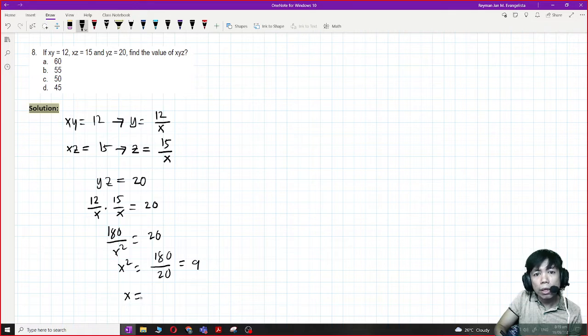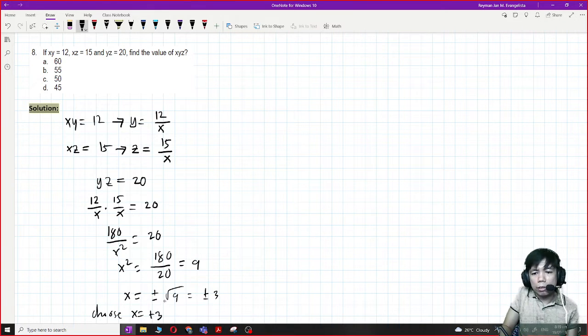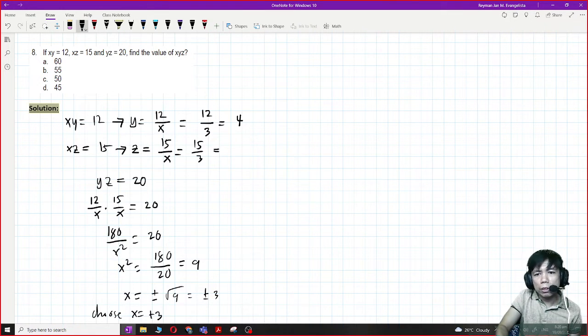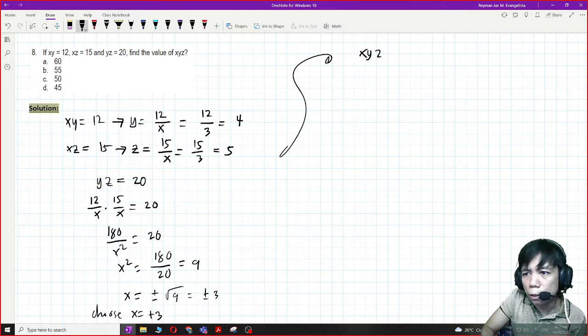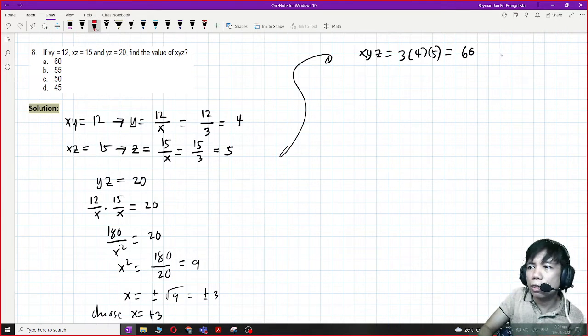So x here is the square root, actually positive or negative, of 9. But guys, in the choices the answers are positive, so choose the positive value. That is positive 3. If that is the case, what is your y? Your y is 12 over 3, which is 4. And your z is 15 over 3, which is 5. Therefore, xyz is equal to 3 times 4 times 5, which is 60. 60 is letter A.